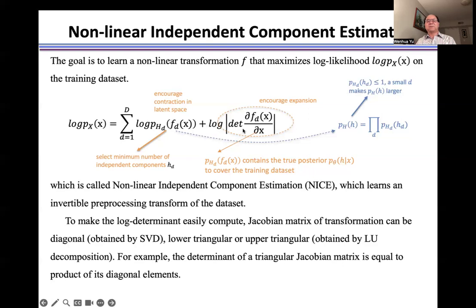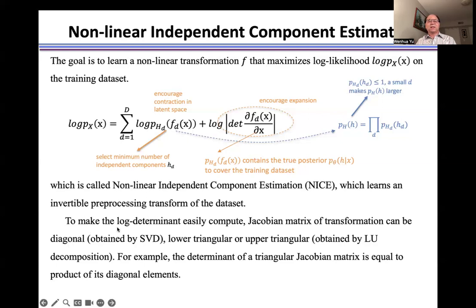A second term encourages expansion because we need this prior to contain the true posterior p to cover the training data set, which is called nonlinear independent component estimation, which learns the invertible pre-processing transform of the data set.